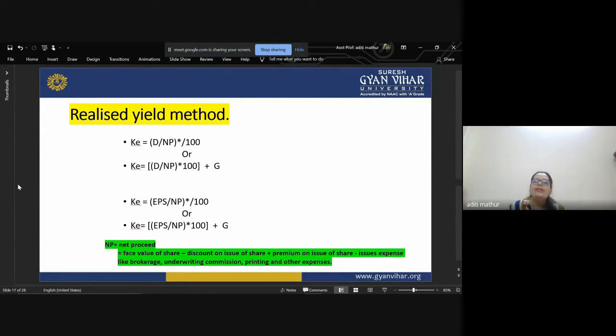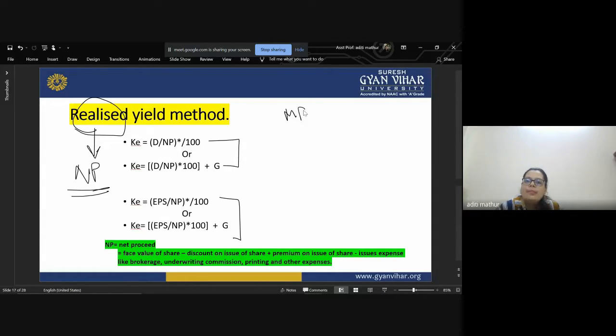KE can also be calculated with the help of the realized yield method. For that, we will be using the net proceeds. As the name suggests, realized means what is there with you. That means you are going to use net proceeds. So we have two sets of formula. Instead of MP, you are simply going to write NP, that is net proceed, in all the four formulas which we have discussed till now, right?